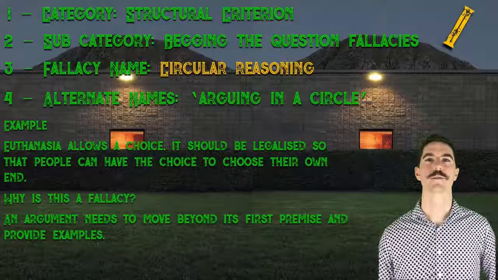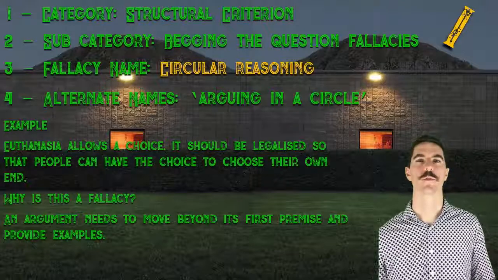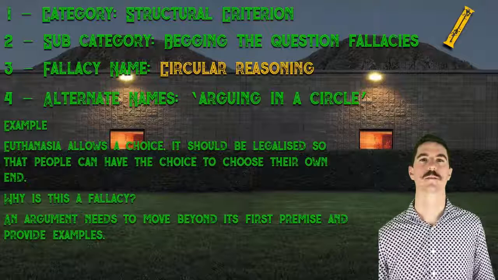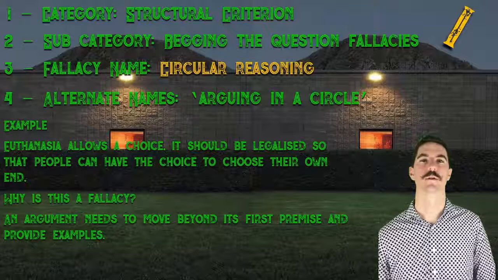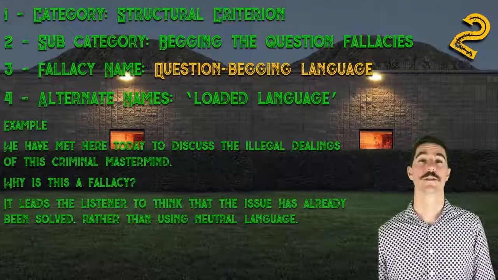So the element of choice is repeated and it doesn't actually move beyond its first premise, which is that people should be able to choose. So it's basically an empty sentence that doesn't actually add to the argument, it just relies on its own self as evidence. Next up is loaded language, and this is very straightforward.